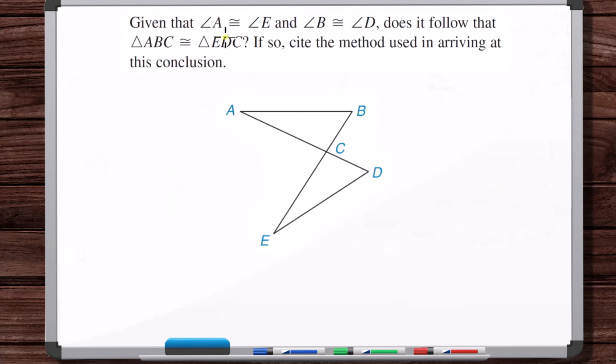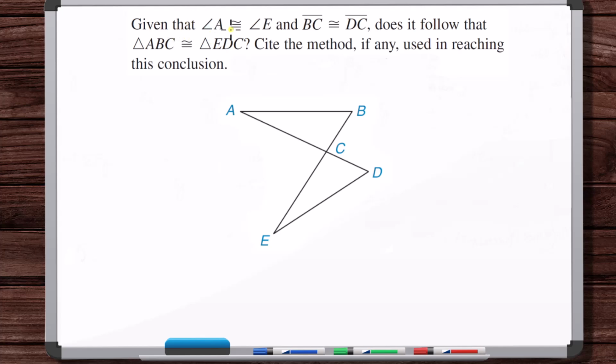Given that angle A is congruent to angle E, and angle B is congruent to angle D, does it follow that triangle ABC is congruent to triangle EDC? We can see that we have vertical angles here. If that's all the information we have, then no, we can't say for sure that these two triangles are congruent. Angle, angle, angle is not a congruence criteria.